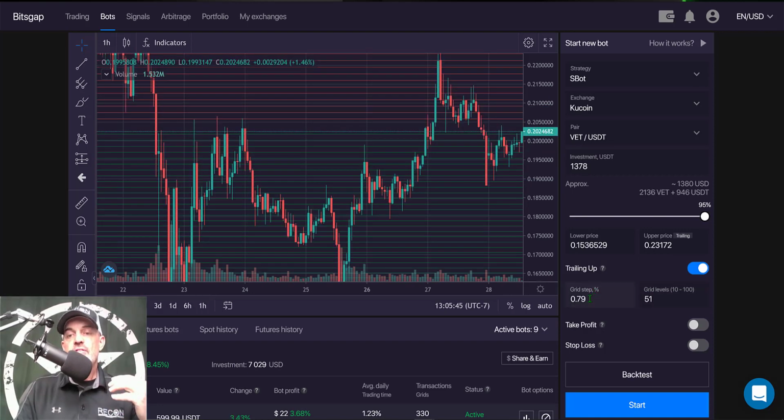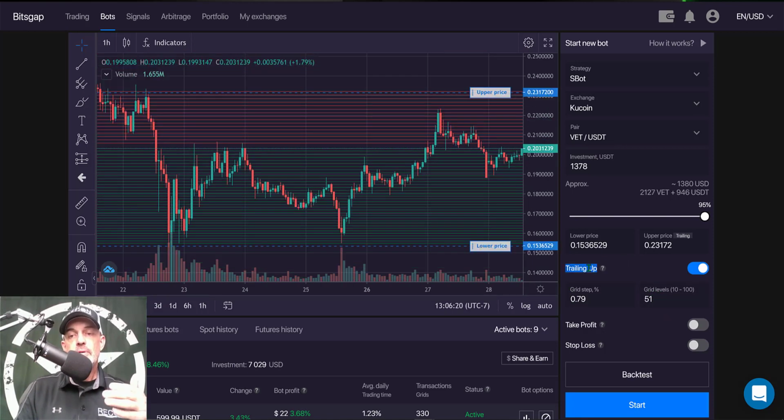And so in this case, I'm going to set my grid step or spacing percentage at 0.79%, which is the space between each one of these grid lines that you see on the chart. And then my total number of grids is going to be 51 grids. And then I typically enable my trailing up feature.